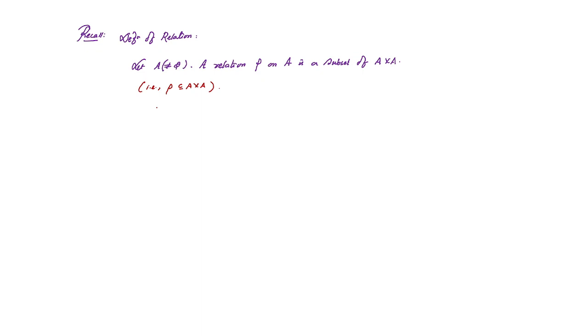Here we will think about some important notes. Note 1: relation rho is a subset of A cross A, where A is a non-empty set. And also you will recall one important definition. What is meant by the Cartesian product A cross B? A Cartesian B means the set of all ordered pairs (a, b), where a belongs to capital A and b belongs to capital B.